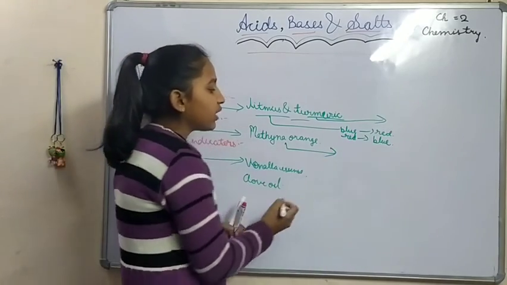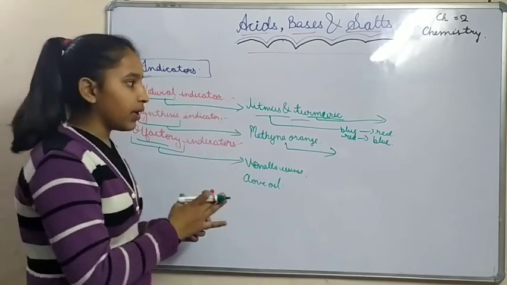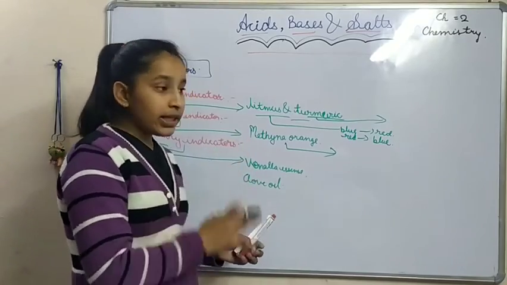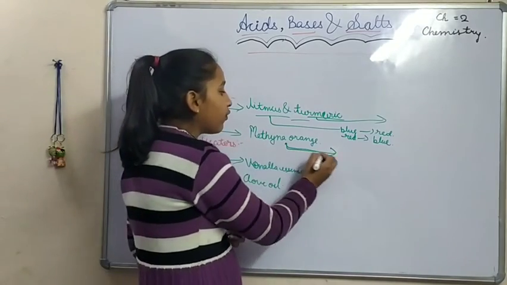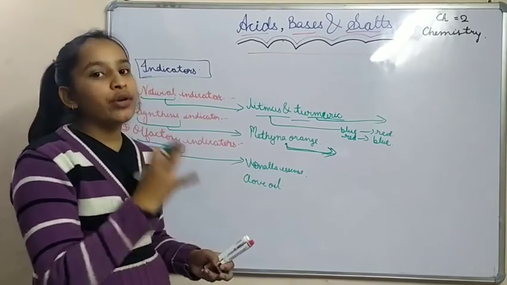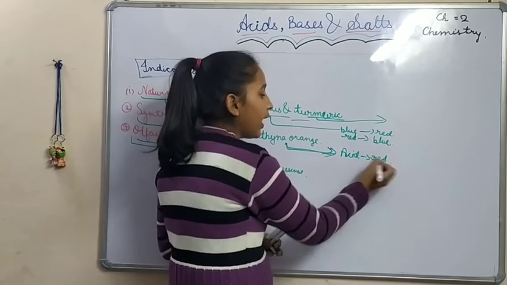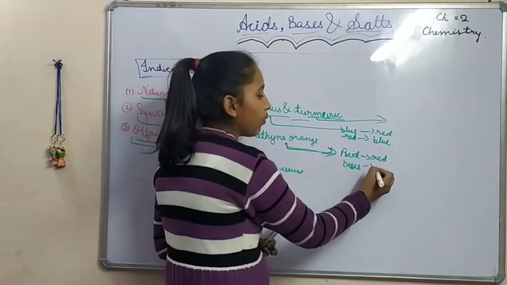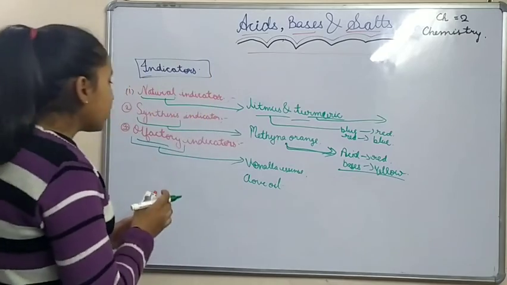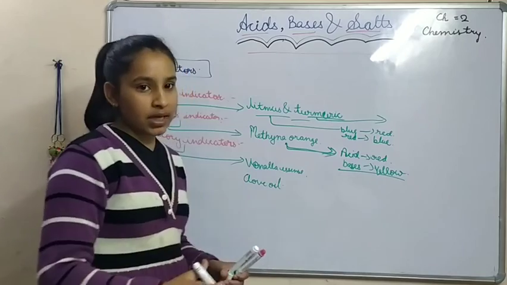Now, if we discuss methyl orange, this is just opposite to turmeric. In turmeric, acid keeps it yellow and bases make it red. But if you put acid in methyl orange, it will turn red. Acid in methyl orange will form red and bases in methyl orange will form yellow. These are synthetic indicators which we can detect with the help of chemicals.